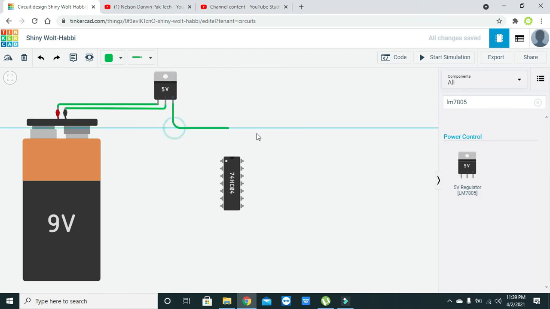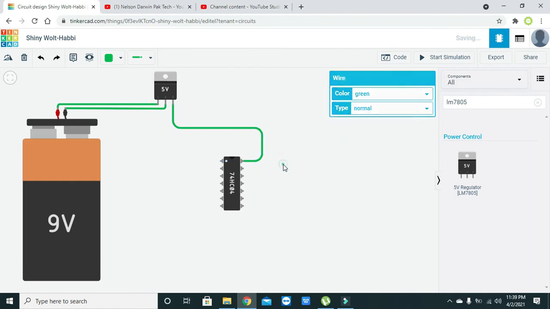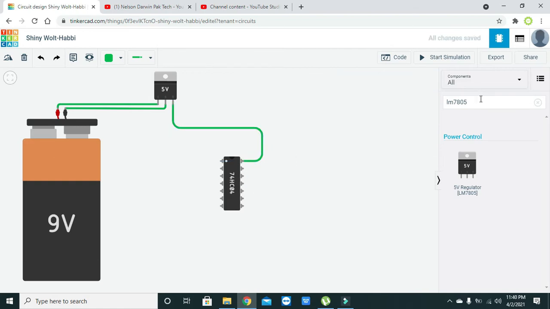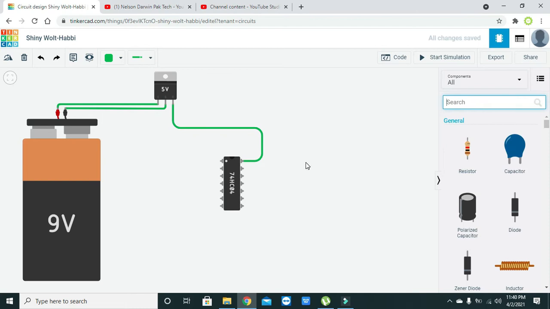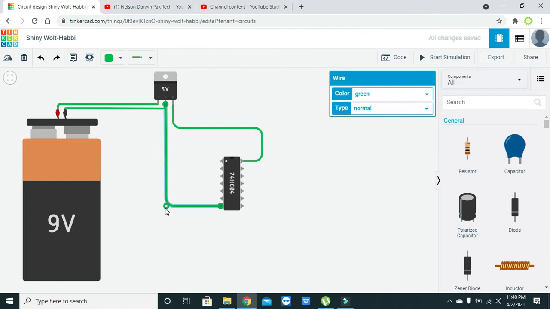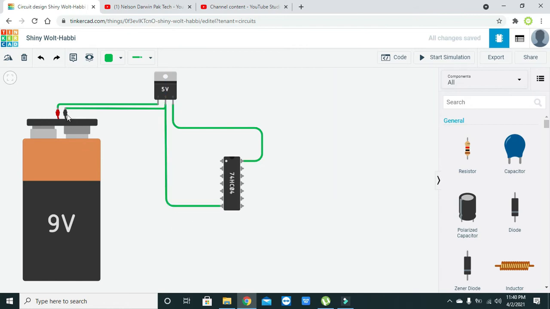Now we need to connect the output of the voltage regulator with the power pin of the hex inverter IC. Also, the ground must be connected with the ground of the voltage regulator, because all the grounds must be common. As you can see, the ground of the battery, the ground of the voltage regulator, and the ground of the hex inverter IC are all connected with each other. This is very essential for every circuit to work.